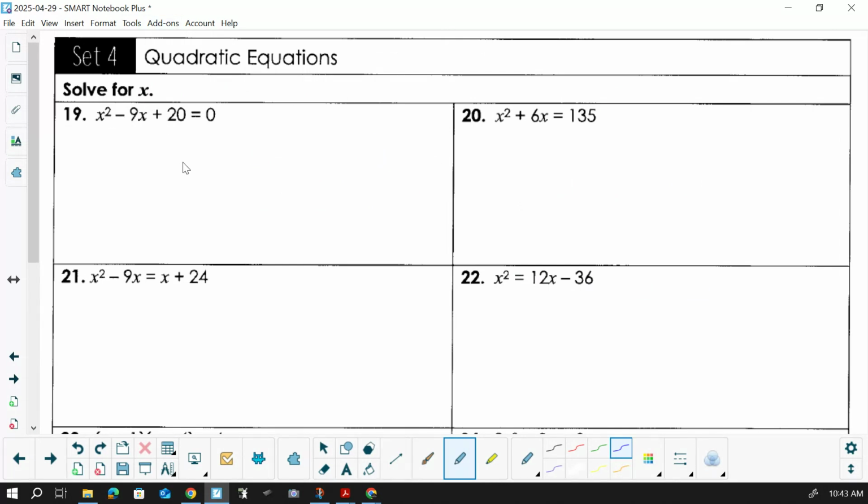All right, last little part here, solving these quadratics. Now we're going to combine those things together. And here's how you solve a quadratic. It's got to be equal to 0. Then you're going to factor that side.